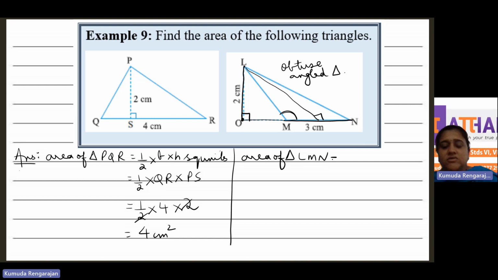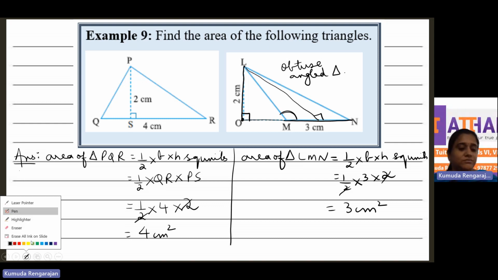Let me just finish this. So that is equal to half into base into height square units. So that is equal to half into, what is the base? 3 centimeters into the altitude 2 centimeters. That is equal to, 2 and 2 get cancelled, 3 centimeters square. Yes, what is it?